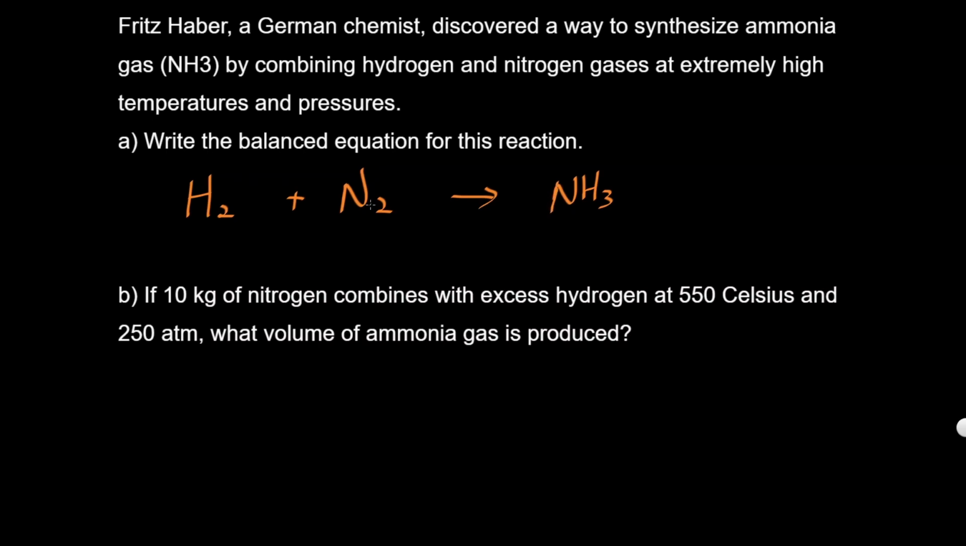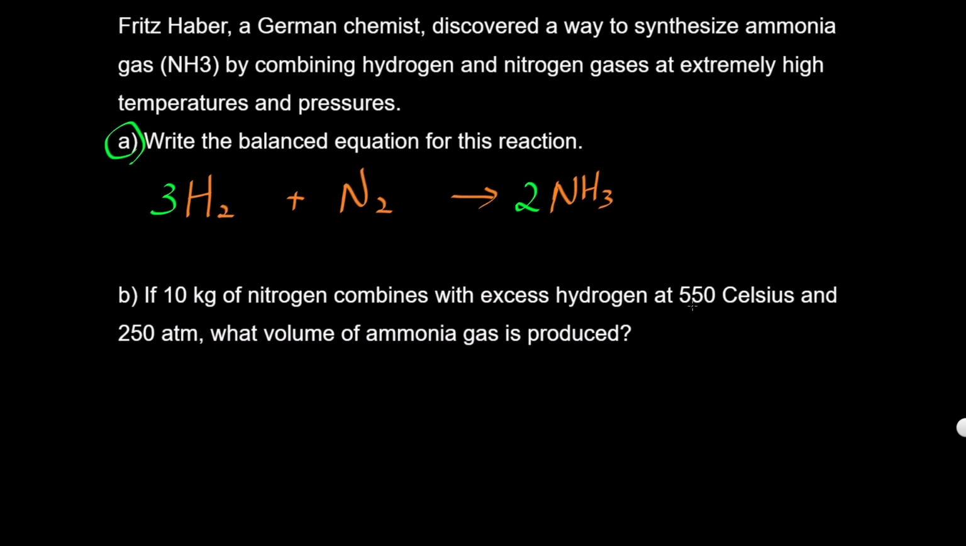Let's balance here. We got two H's, three H's, so probably put three here and then put two here to make it six. Yeah, it's balanced, a 3:1:2 ratio. So A is done. B, let's see.